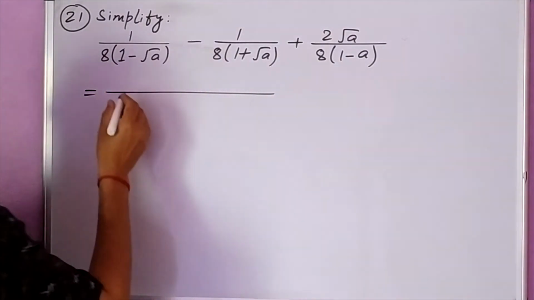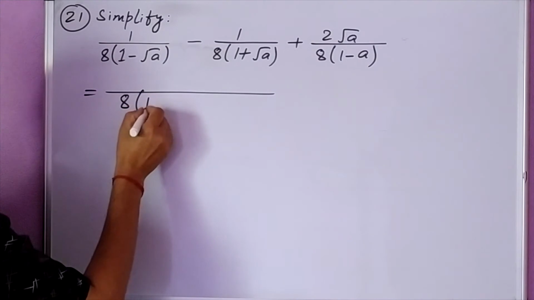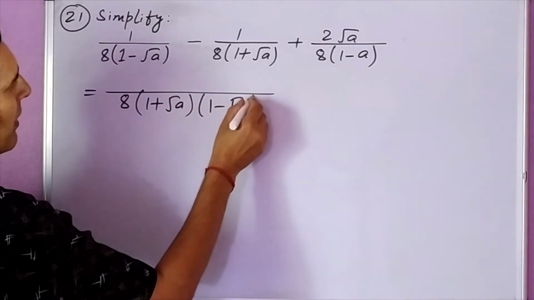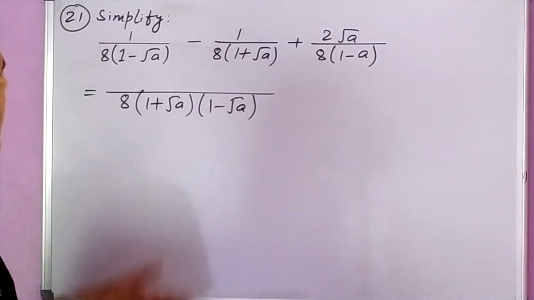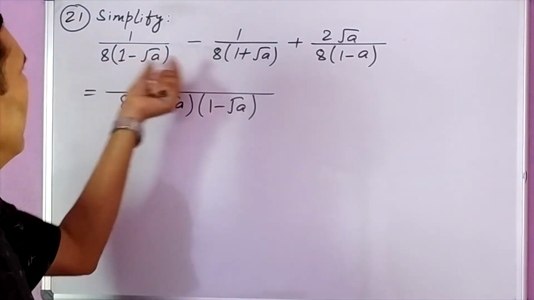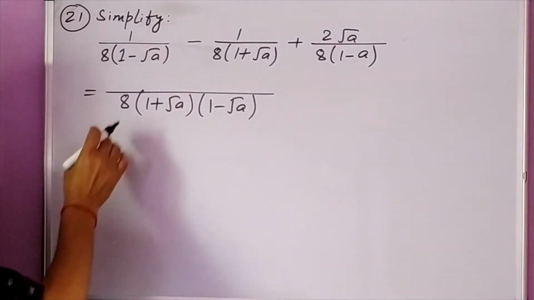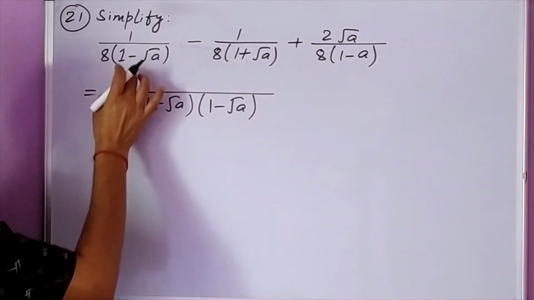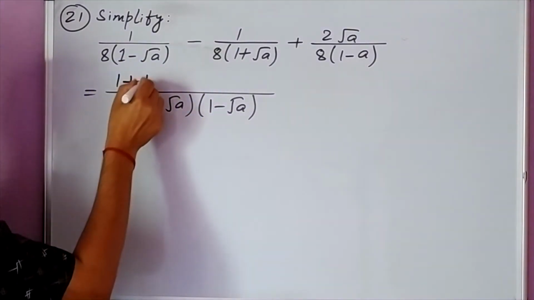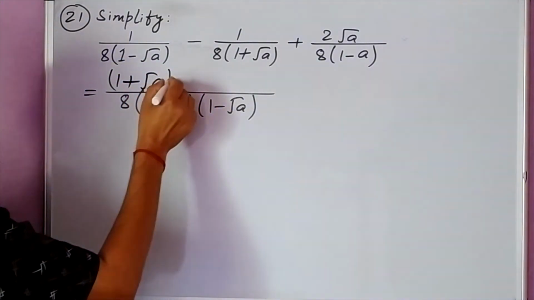So what is the LCM? 8 is common, and 1 plus root a times 1 minus root a is the LCM, because 1 plus root a and 1 minus root a are different. We have to take both, and 8 is common. So when this LCM is divided by the denominator, 8 cancels, 1 minus root a cancels, so 1 plus root a will remain in the first term.